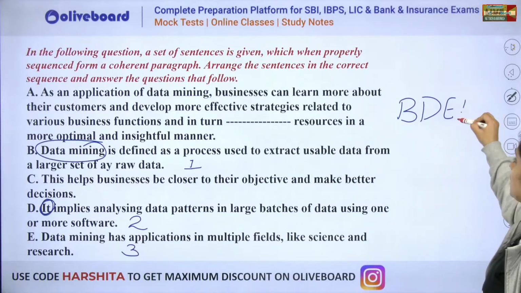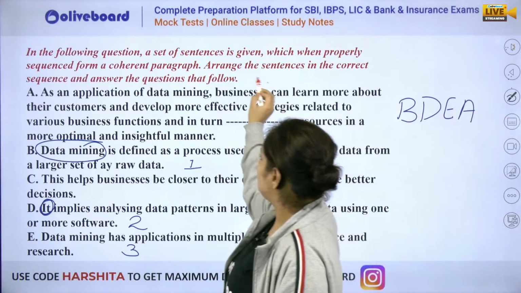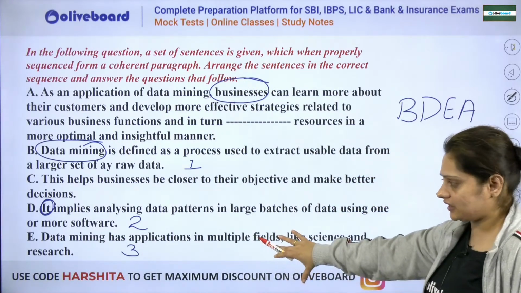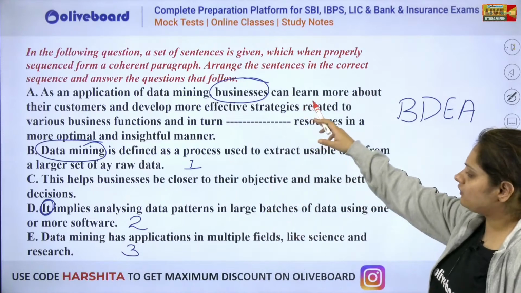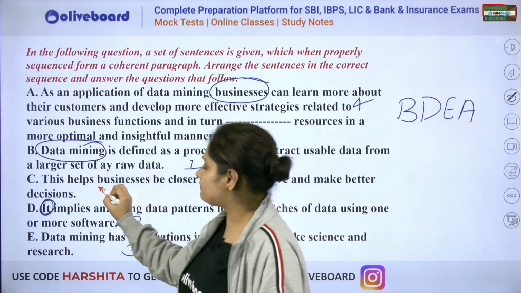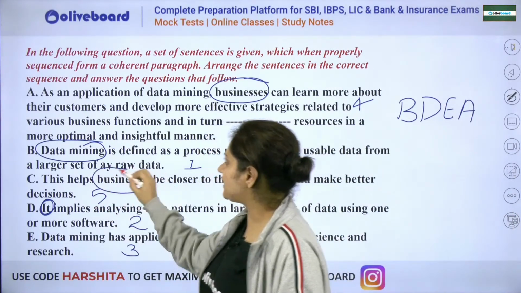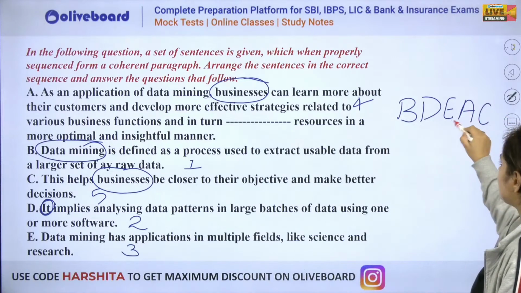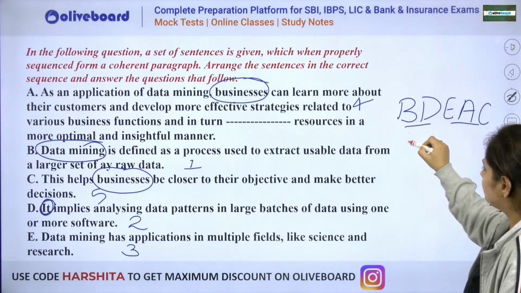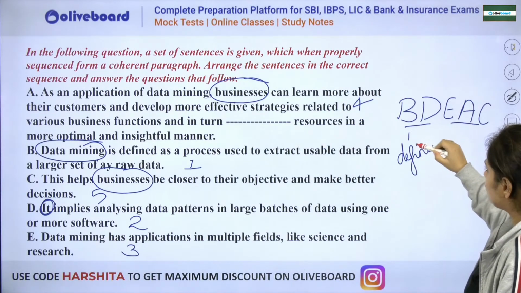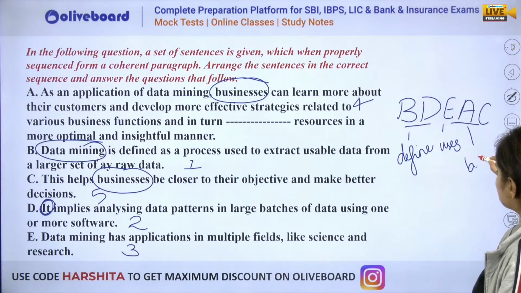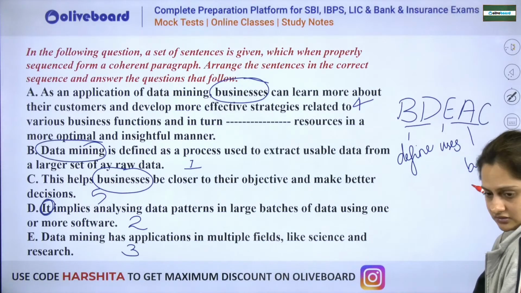Okay, now what businesses can learn? Particular example. Okay, of how it is useful, data mining. First we are saying general line, that it is used in multiple areas. Then you will give specific example how businesses can use data mining. Okay, and how it will help the businesses. So businesses context is given in A and C together. This is one grouping, one pairing. Very doable. BDEAC. BD one grouping, which is defining data mining. Then we are talking about general line. It has many uses in many fields. Then we are giving specific example of businesses, how they can use data mining. Okay.